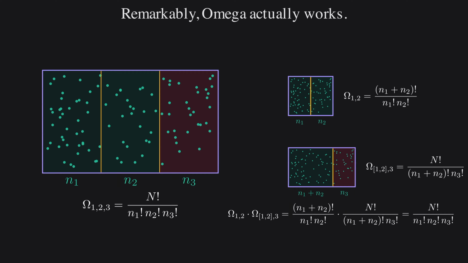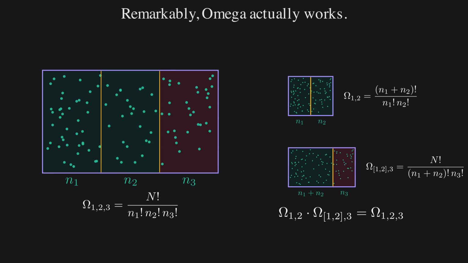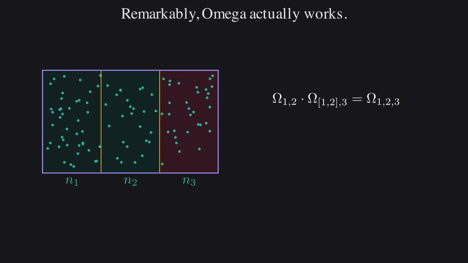These omega and factorial expressions may feel a little dense, but the message is quite clear. Partitions can be built up one at a time, and omega simply multiplies. This product relationship of omega is key to solving the earlier challenge.